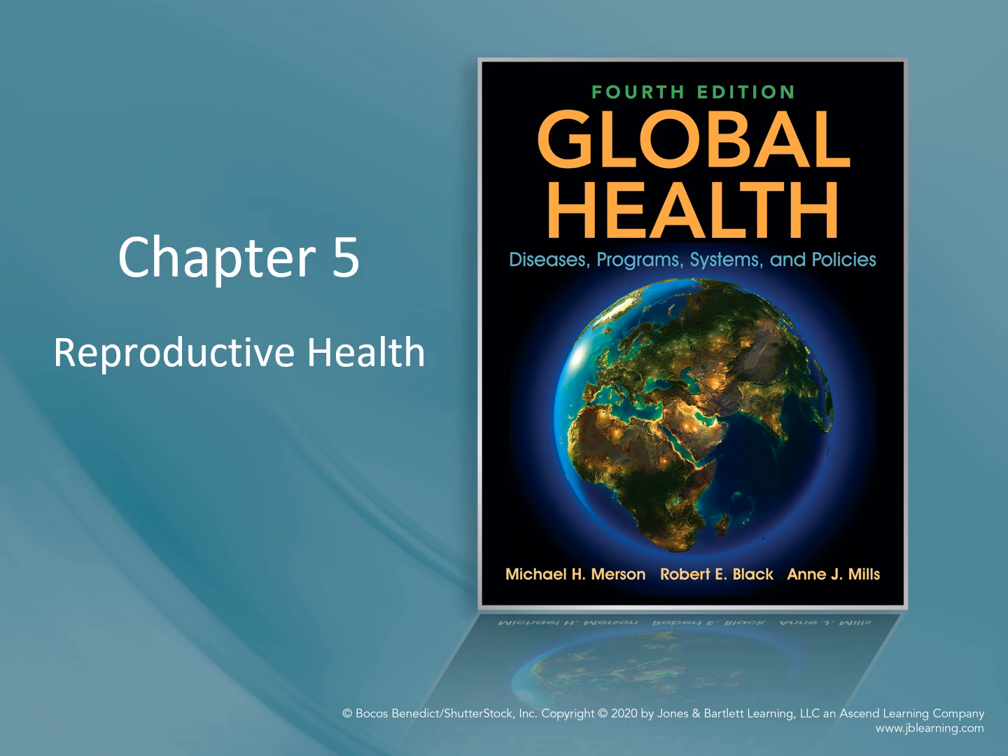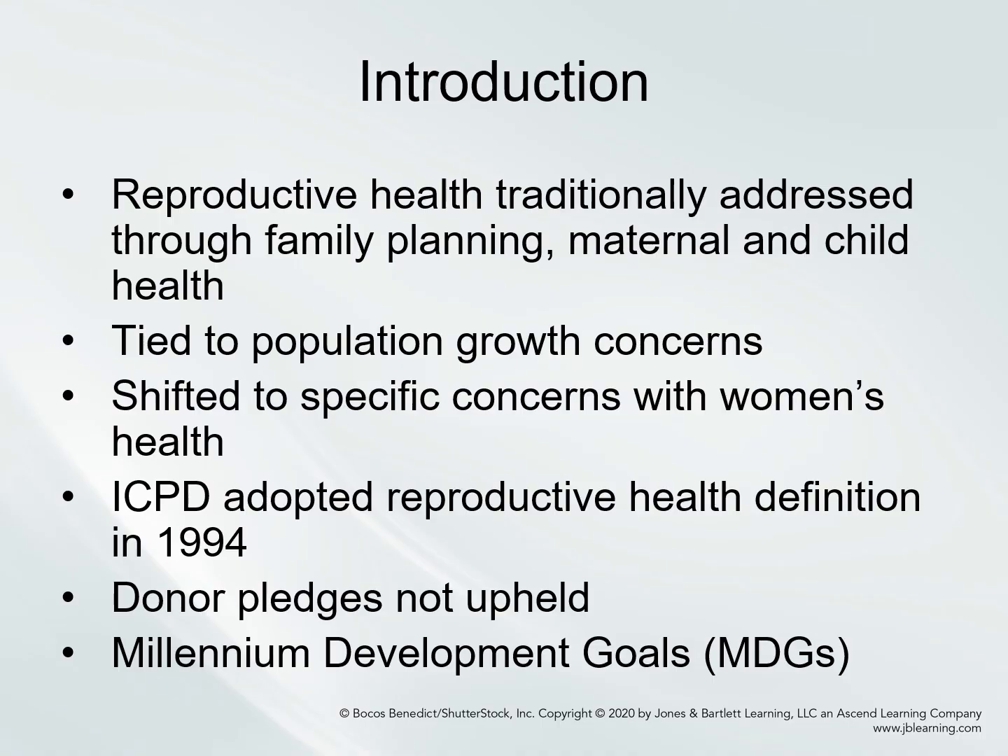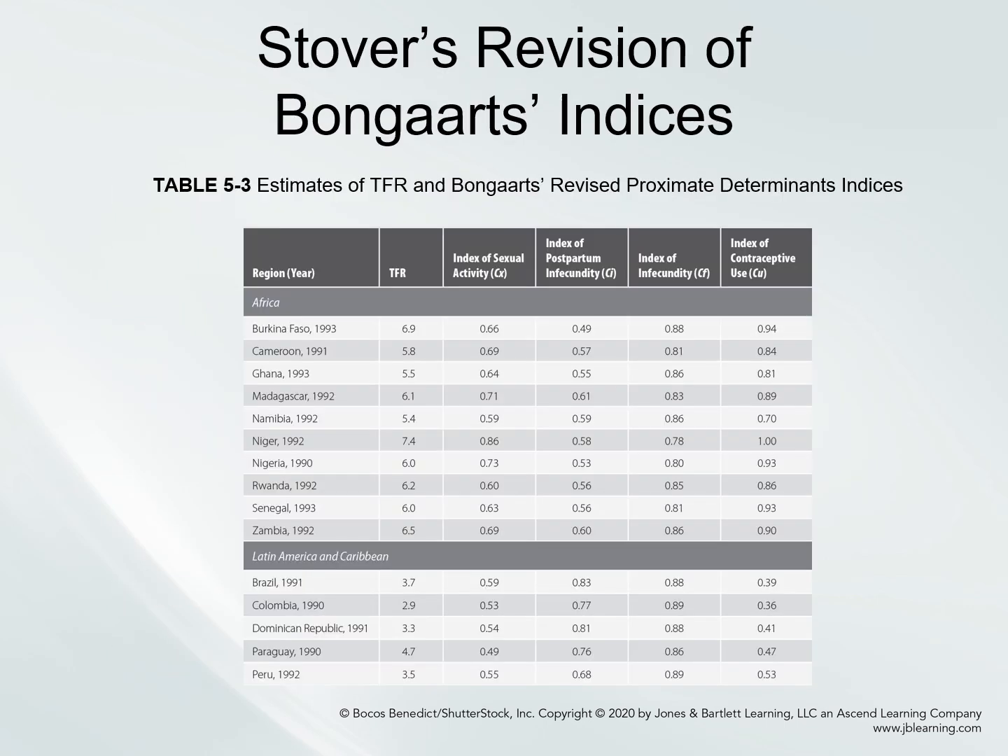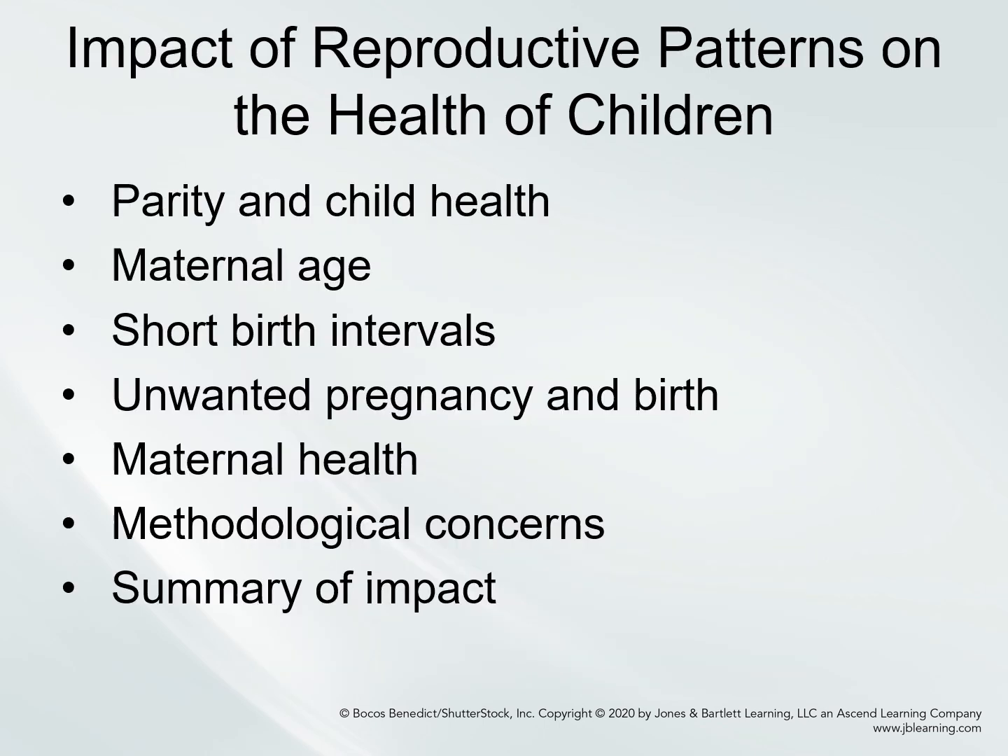Getting back to the readings, Chapter 5 covered reproductive health. It's important to know basic reproductive health definitions, understand trends in population growth and specific concerns with women's health and the impact of reproductive patterns on the health of children. Understand how different indices are used to monitor and compare health across countries.